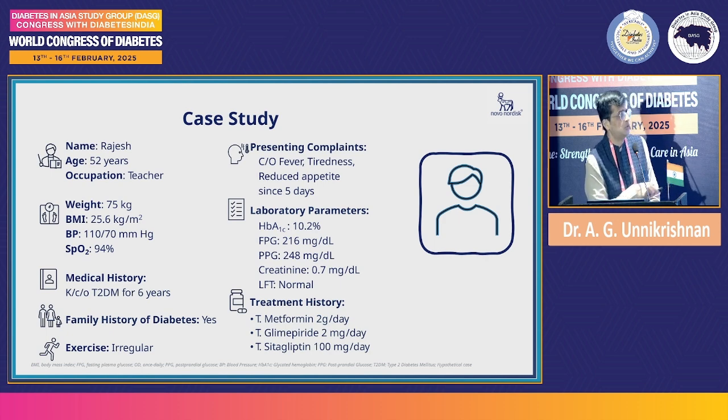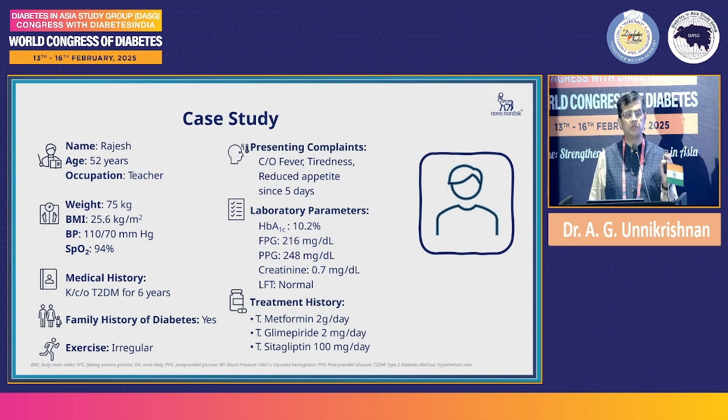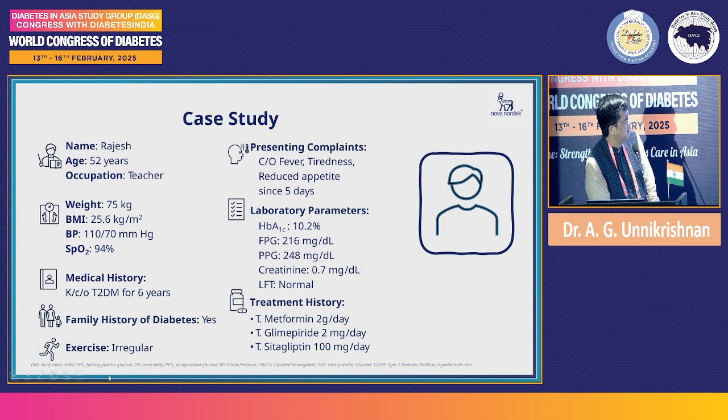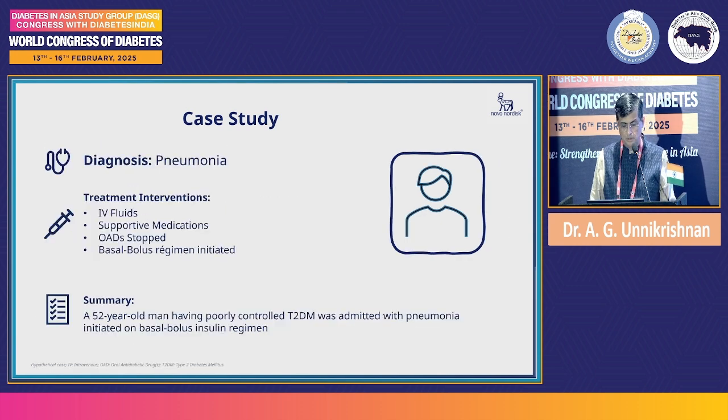The fasting is 216. Now the high HbA1c tells you that this is not just because of fever. His glucose has been uncontrolled even before. This suggests to you that even after his discharge, he may require additional therapy. So he was on metformin, glimepiride and sitagliptin, and now he's in hospital and the sugars are all 200 plus. So therefore his diagnosis here is pneumonia.